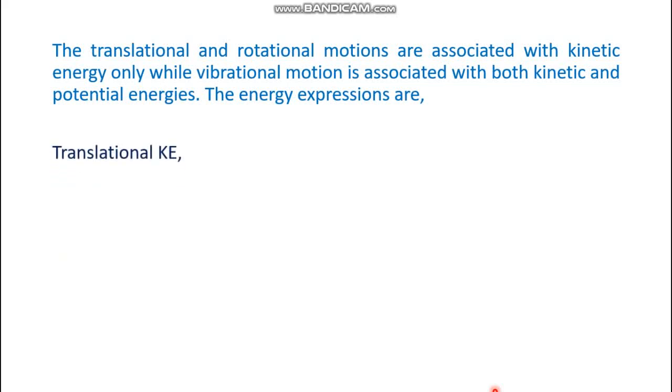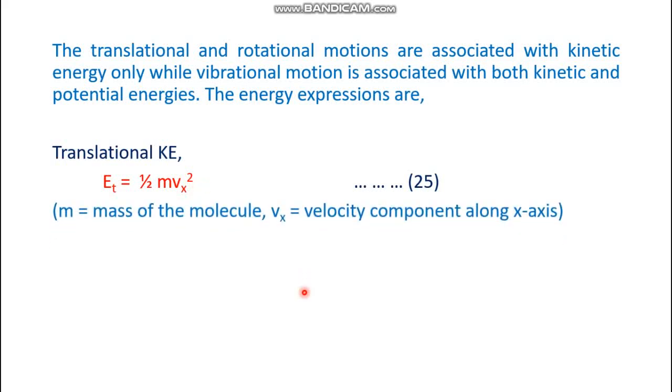But before that, let's have the expression of the different energies. Here, the translational kinetic energy. It is the energy of translation, E_T, and definitely it is half mv squared. And if this v is along the x-axis, then it is half m v_x squared. This is equation number 25. This is about translational kinetic energy, and here m is the mass of the molecule and v_x is the velocity component along the x-axis.